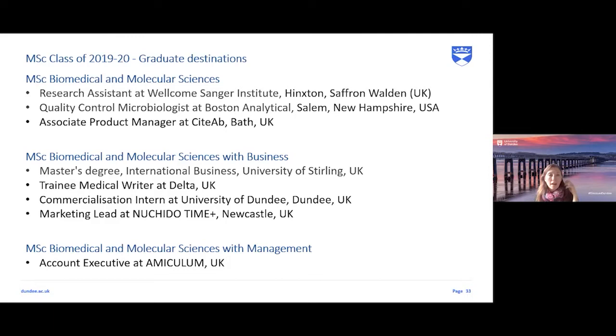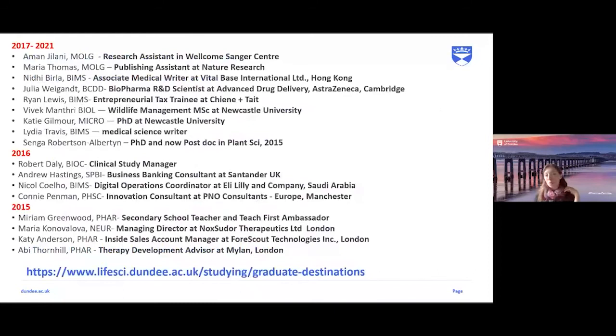And again, just highlighting some of the diversity of different types of jobs that biological sciences can offer to you. So maybe that you want to be a microbiologist, a product manager, a marketing lead. So absolutely enormous diversity. And this slide again, just focusing in on what some of our recent graduates have gone on to do.